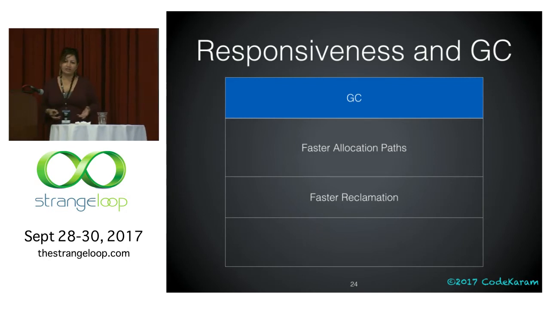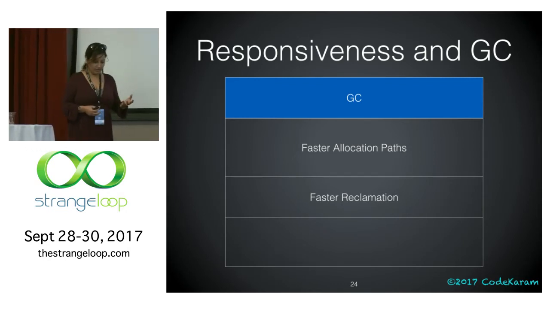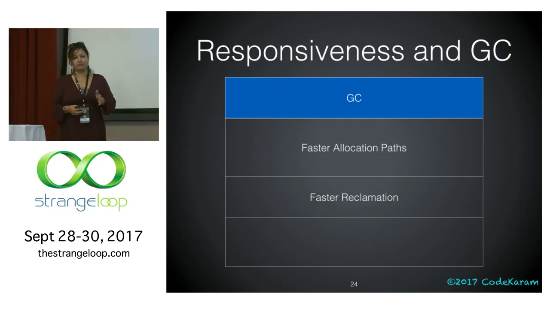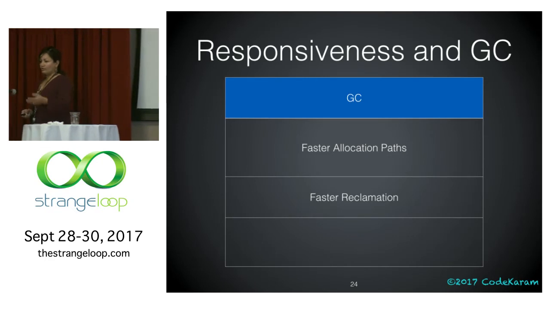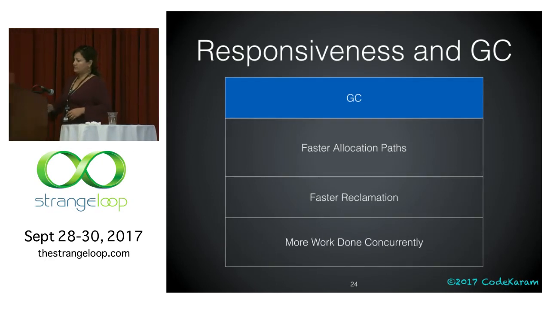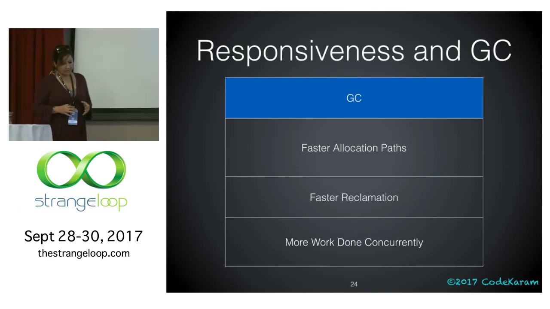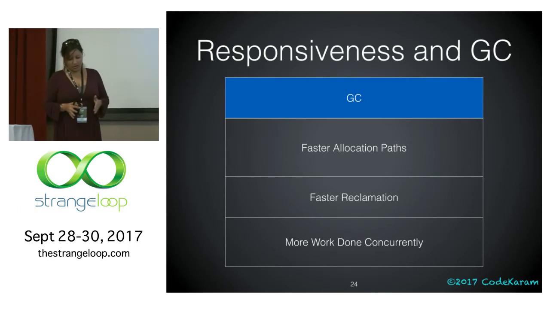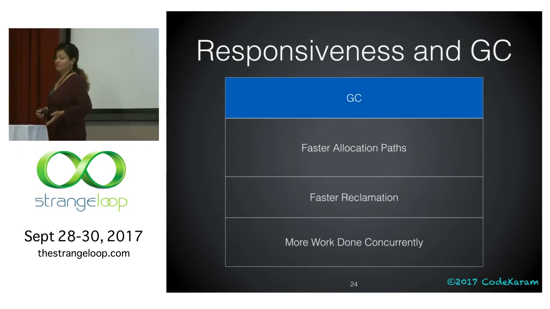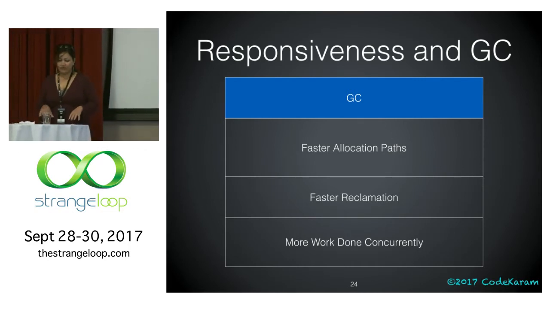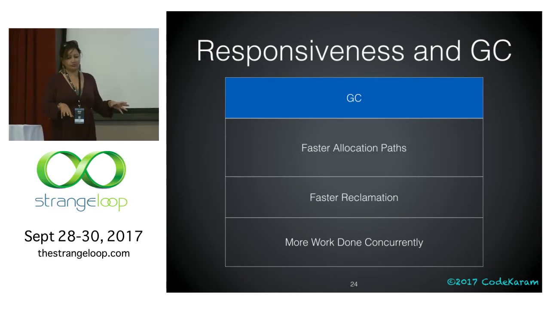Of course, we have faster reclamation. Some of the GC algorithms deallocate in place, so it's really fast. I'll talk more about that, but I just want to list all these things, and of course, more work done concurrently. Remember when I was talking about how you don't want your application spending more time in GC. Basically, the application is not doing any work. And that's one of the aspects of the OpenJDK HotSpot virtual machine.